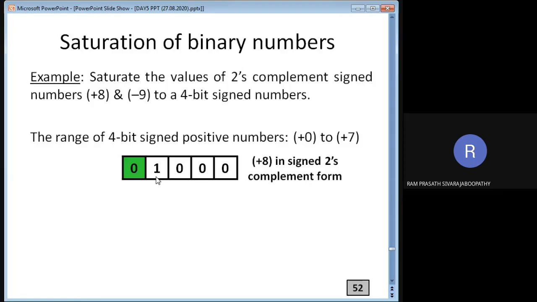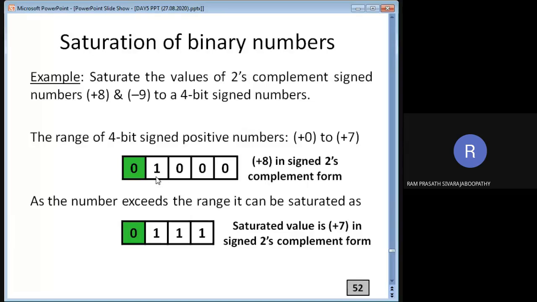Binary saturation meaning what? If it is +8, it's beyond +7. So I have to make it +7. That's it. This we call saturation. Okay, so this is the thing we call saturation. It is used in some applications wherever there is a limited range for your number.